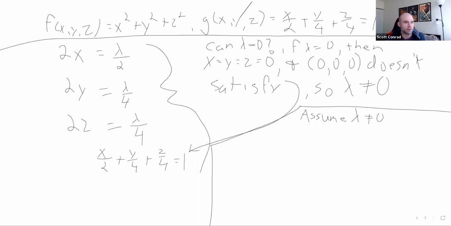So now we're going to assume lambda is non-zero. All right. So we want to get a relationship. There are 2 ways to do this. What we could do is get lambda by itself for each of these, and then solve for lambda explicitly at the end, and then plug lambda in to the first 3 equations to get x, y, and z.